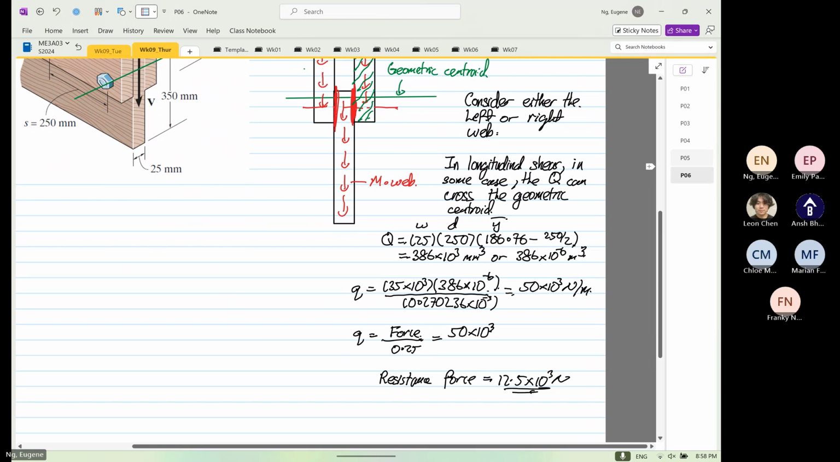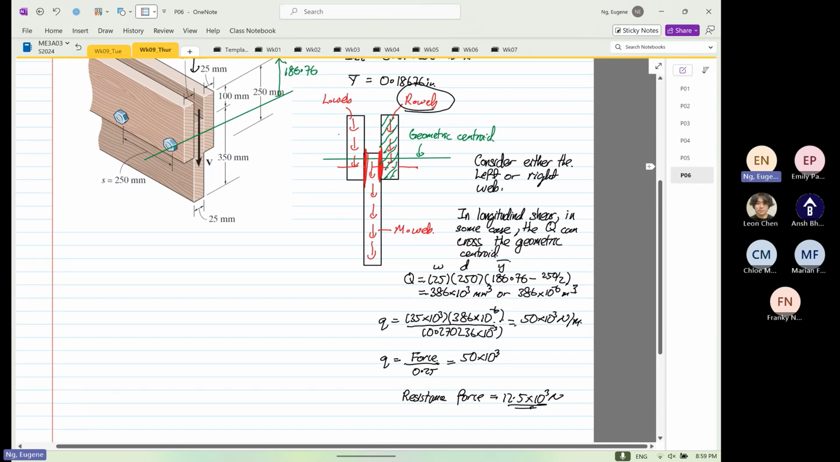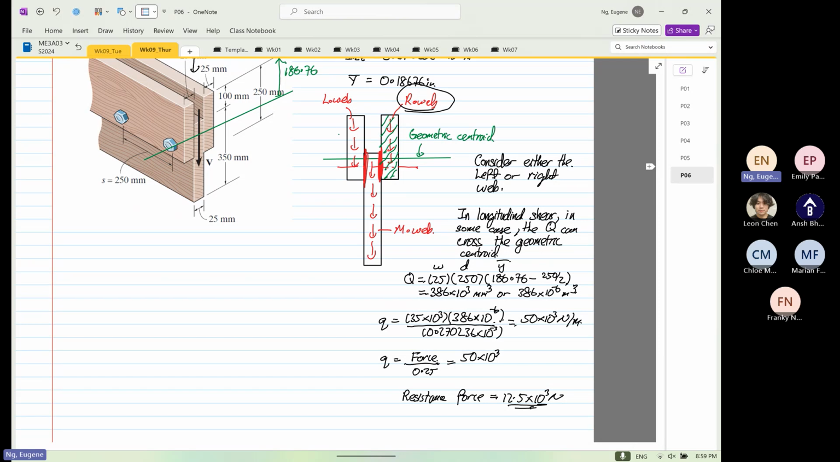Okay. So yeah, this is the time where you have to break the rules. A special case. So in longitudinal shear, you can break the rule where the first moment of area cannot cross the centroid.